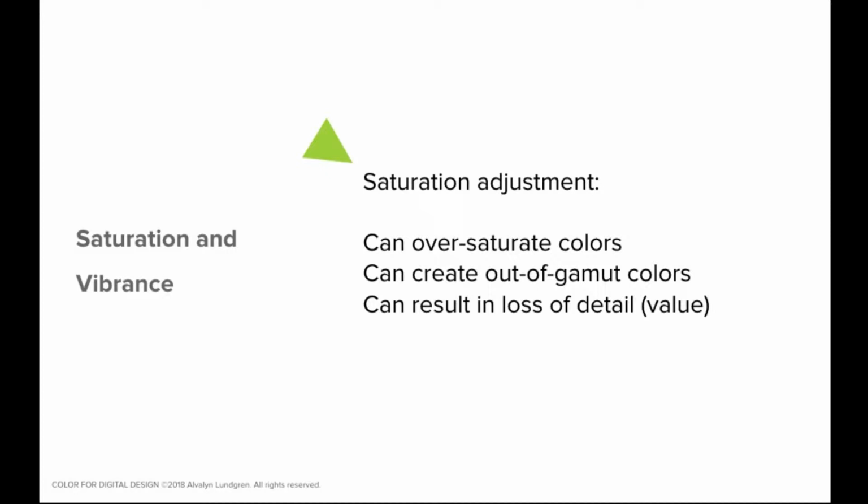It can result in a loss of detail. You'll lose depth in an image because the value will be affected. So just keep this in mind. Anytime you adjust images, you're adjusting on the basis of hue or saturation or value, which are, of course, the three properties of subtractive color, but relate inversely to the three properties of additive color, which are hue, saturation, and luminance. So let's look at the difference between saturation and vibrance.